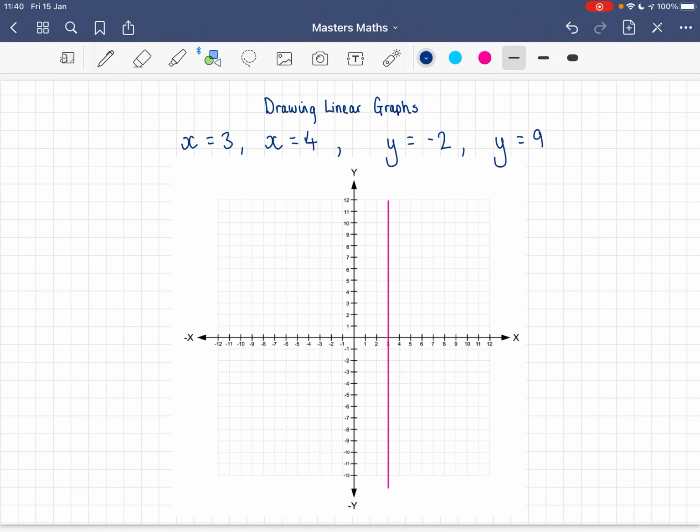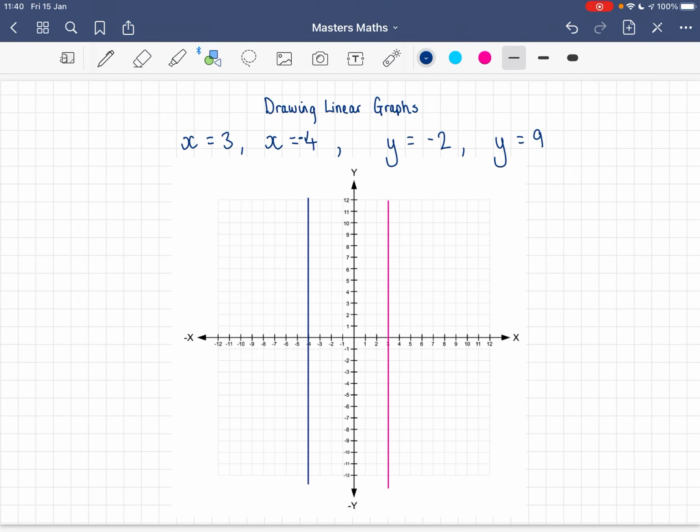I think I meant to put -4 there. I don't really want to draw one right next to it. x equals -4 then is the same kind of thing, but going through -4 on the x-axis. So it would look like that. And again, every point on that line has an x coordinate of -4. They are (-4, 2), (-4, 12), (-4, -6), and so on. But the x value is consistently -4 no matter where on that line you are.